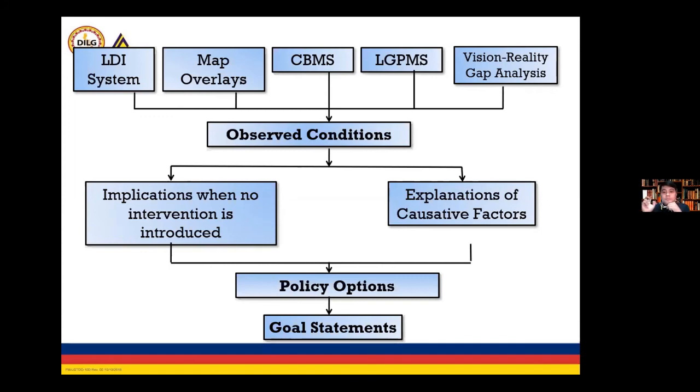So, in formulating the policy, the problem solution finding matrix, what are the implications? Kailangan, ano yung implication nito kapag hindi natin na-resolve? And also, what are the root causes of this problem? So these are things that need to be resolved or addressed before we can provide the policy options, and then we proceed to the goal statements later on. Okay?